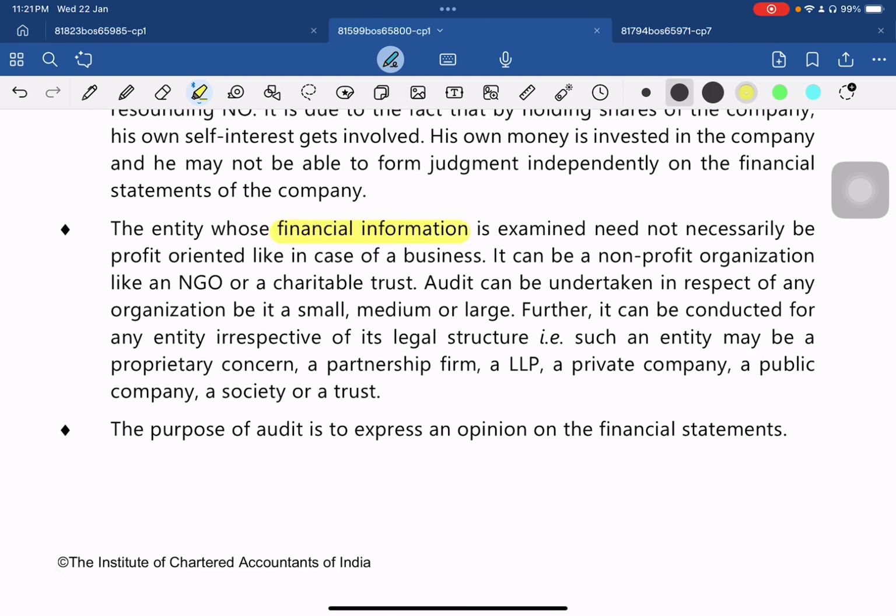The entity whose financial information is audited need not necessarily be a profit-oriented entity, like in the case of business. It can be a non-profit oriented organization like an NGO or charitable trust. Audit can be undertaken in respect of any type of organization, small, medium, large. It can be conducted for any entity irrespective of legal structure, such as a proprietary concern, partnership firm, LLP, private company, society, trust. The purpose of audit is to express an opinion on the financial statements.